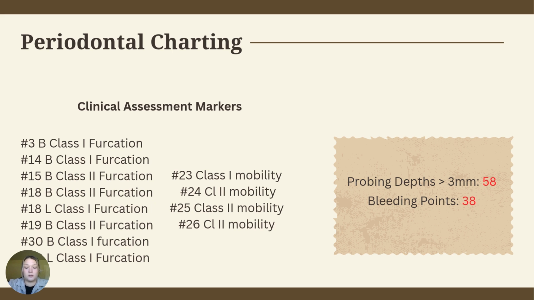So we look over periodontal charting. I have his periodontal chart up to look at too, but I figured I would bring up some clinical assessment markers. He has quite a few furcations. What I really want to point out is he has mobility on his lower mandibular anteriors. 23 was a class 1, and 24, 25, and 26 were all class 2 mobilities. He had 58 probing depths over 3 millimeters at his initial periodontal charting visit and 38 bleeding points at his initial visit.